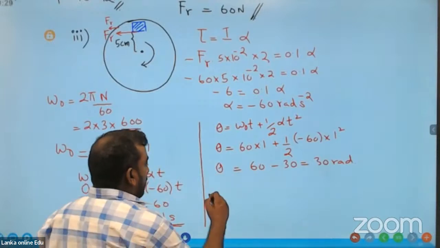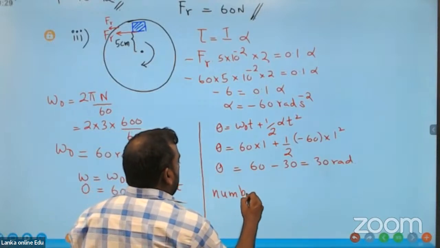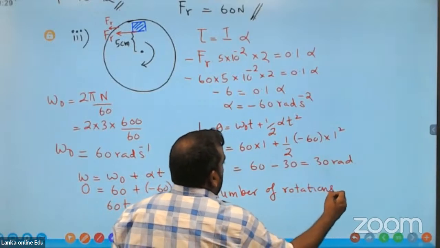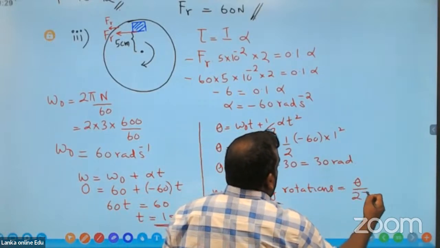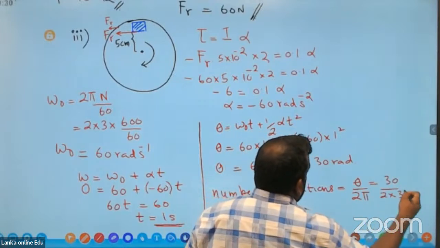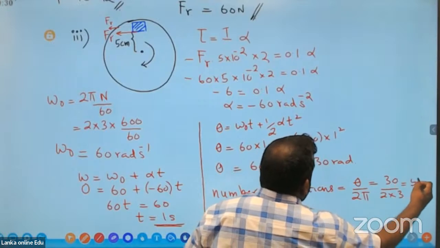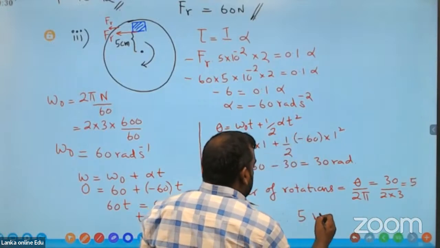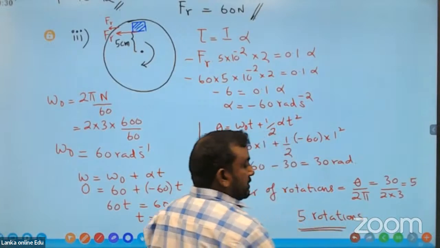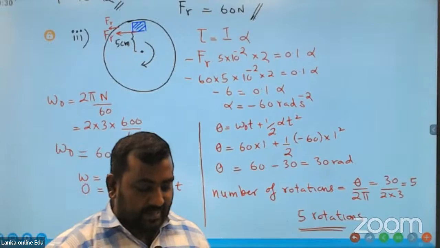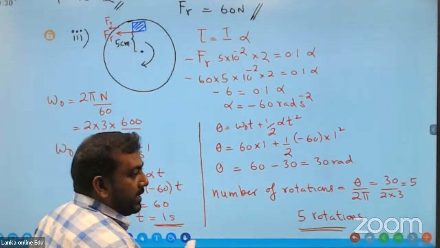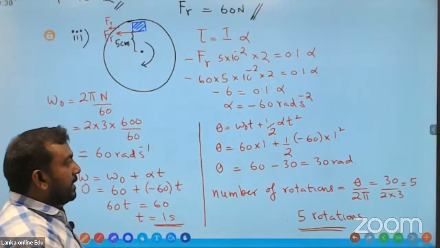Number of rotations. How do you find the number of rotations? Theta divided by 2 pi. 30 divided by 2 times pi, which is 3, that is 10, 5. 5 rotations before it comes to rest. You can see it's a very simple, easy problem if you understand the mechanics behind it.